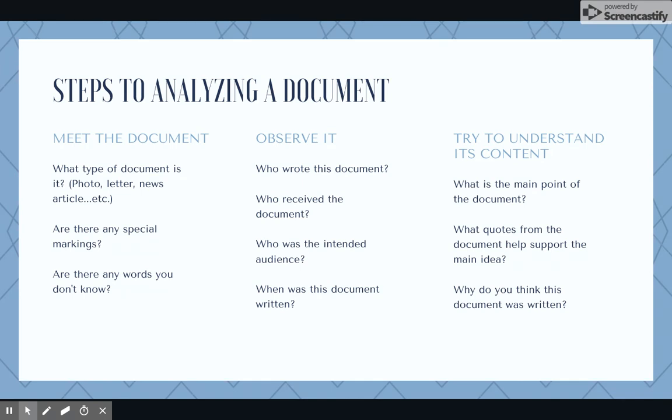What is the document? Another thing that'll help you address what type of document it is: are there any special markings? A lot of times, if it's an official document from, say, the office of the president, it'll have the presidential seal on it. Other government offices have their own seals. They have specific ways of writing their letters where they have a letterhead. Are there any special markings on these documents to give you a clue of what it is?